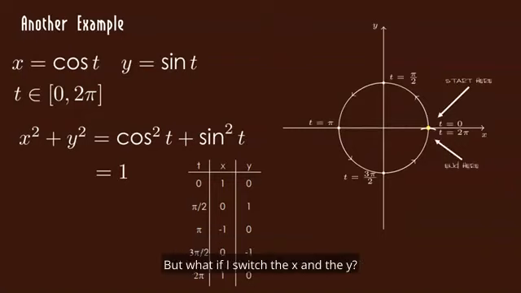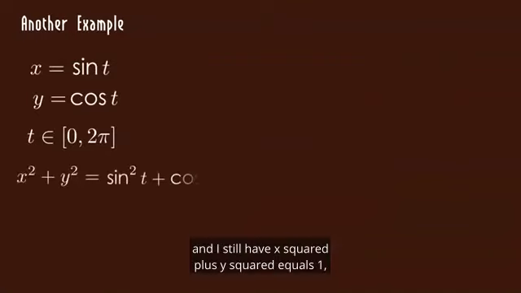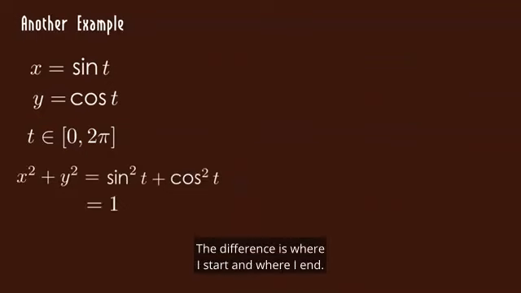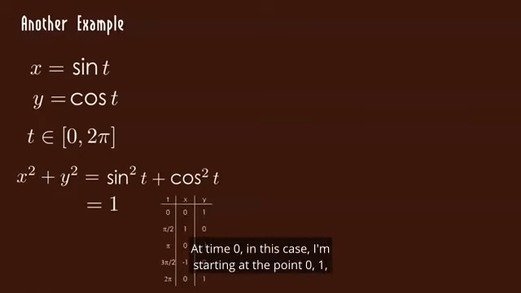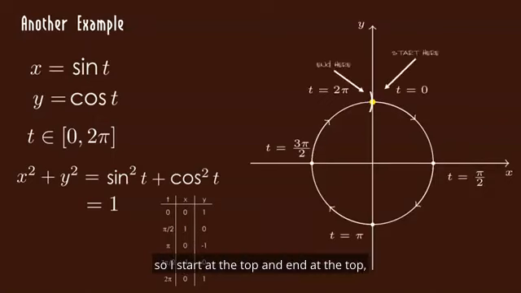But what if I switch the x and the y? What if x is sine t and y is cosine t? It's still going from 0 to 2 pi, and I still have x squared plus y squared equals 1. So I still have the circle. The difference is where I start and where I end. At time 0, in this case, I'm starting at the point (0, 1). So I start at the top and end at the top, and I'm going counterclockwise.